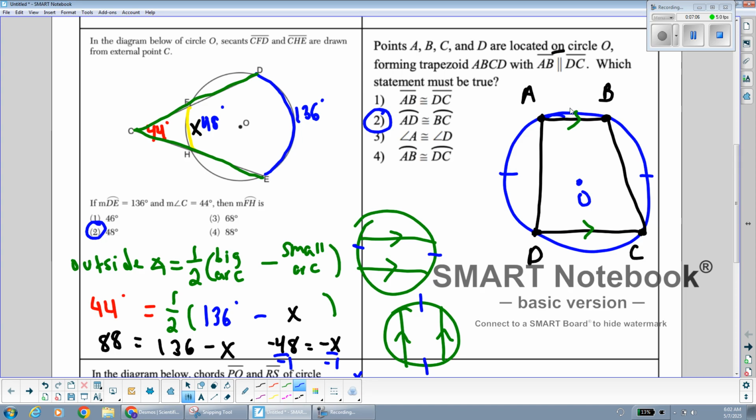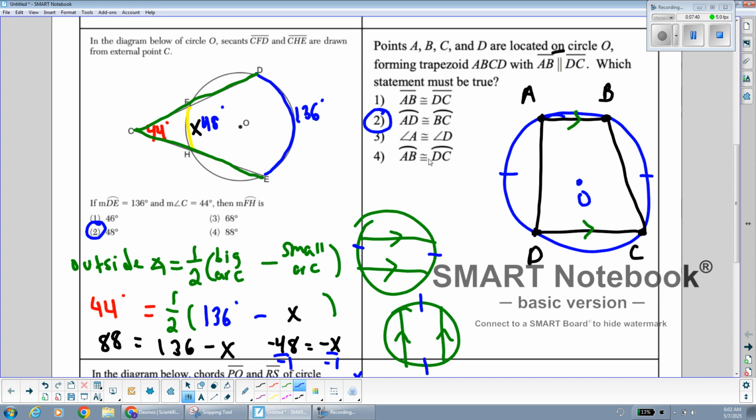Angle A congruent to angle D, that's actually not true in a trapezoid. In a trapezoid, since we have these parallel lines, the top and bottom angles right underneath each other are same side interior angles, and they're supplementary to each other. So in any trapezoid, top and bottom angles are supplementary because they're same side interior angles.